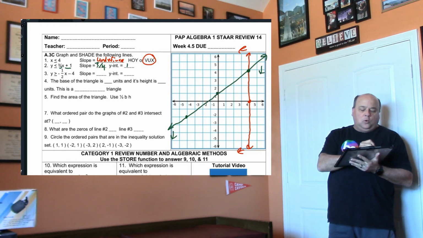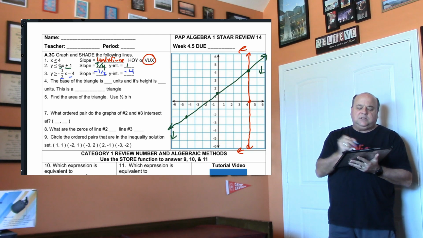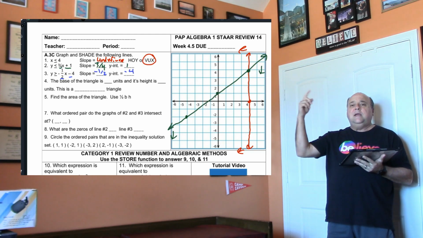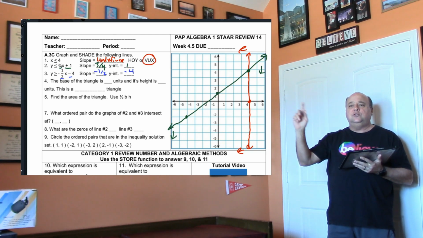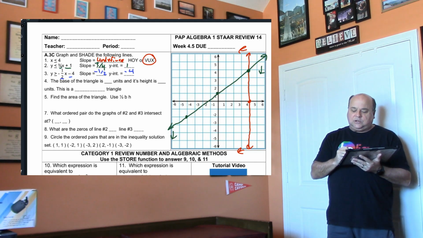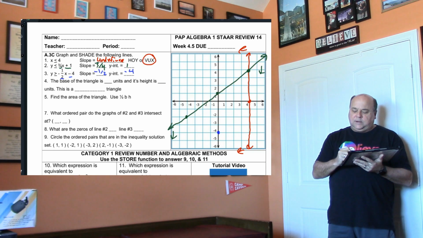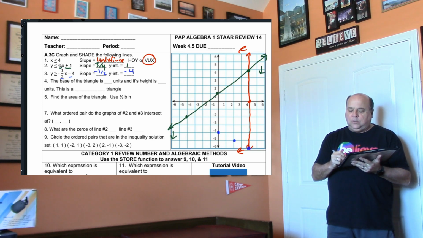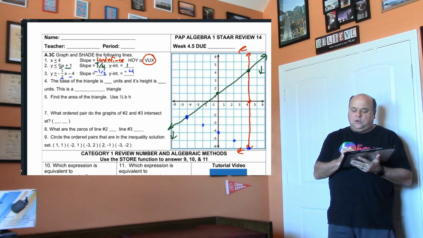We're on number 4. So this right here is our slope. It's -1/2. This right here is our y-intercept. It's -4. That means our line goes down 1, right 2, down 1, right 2, and it starts off at -4. So let's go to -4. We're going to go down 1, right 2, down 1, right 2. It crosses on the red line. Go up 1, left 2, up 1, left 2. There's the intersection point. Up 1, left 2. Connect the dots.